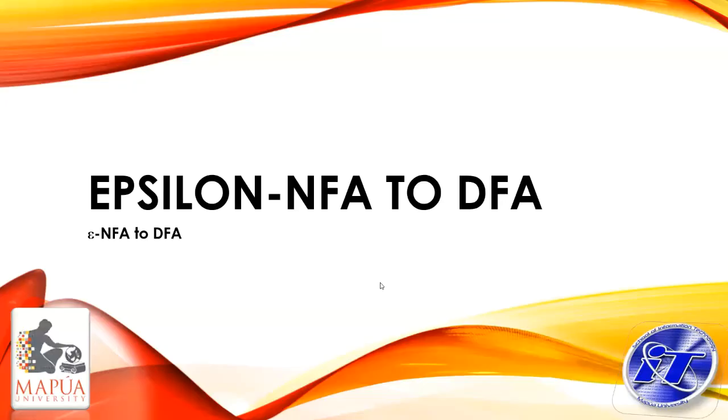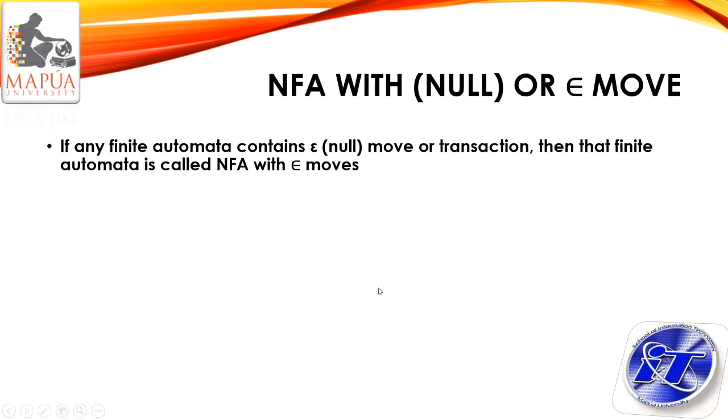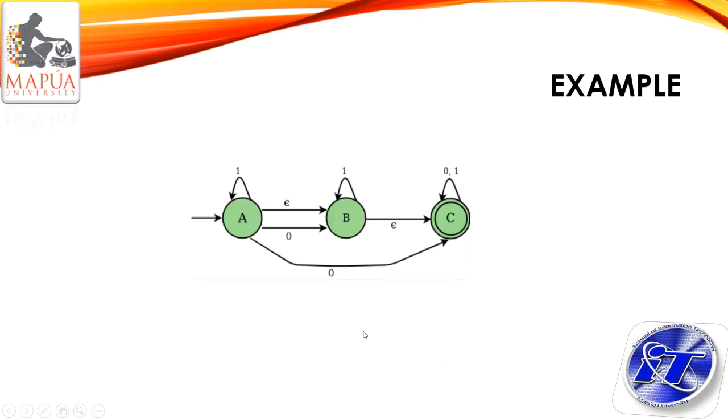In this video lecture, we're going to discuss epsilon NFA to DFA. Just a review, an NFA with null or epsilon move, or epsilon transition, means we could transfer to the other state without consuming or considering an input symbol. This is an example of an epsilon NFA.